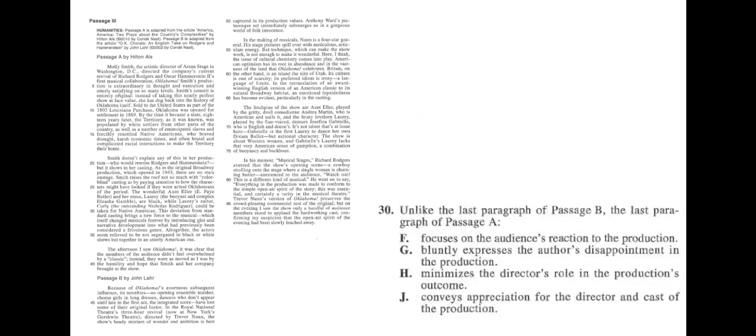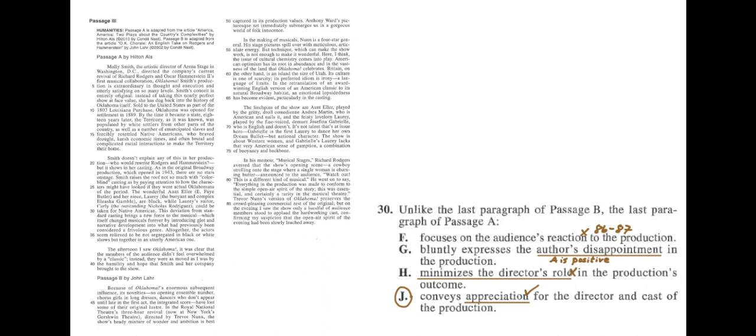And 30, unlike the last paragraph of passage B, the last paragraph of passage A does what? So it's really asking, what does the last paragraph of passage A do? Minimizes the director's role in the production. That doesn't happen. For passage A, we actually already answered this earlier. What was the response of the author? He conveys an appreciation for the director, right? Doesn't focus on the audience's reaction. They both do that, actually, both productions. And the passage A one is not disappointed. Passage B is disappointed. So these last three questions are more about keeping straight in your mind what you've read.